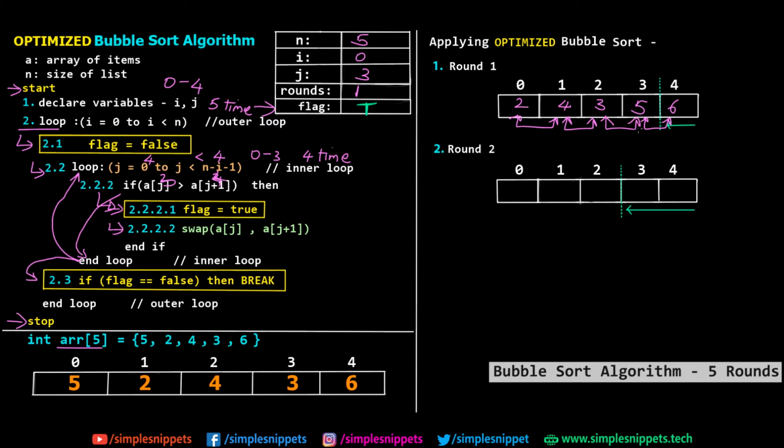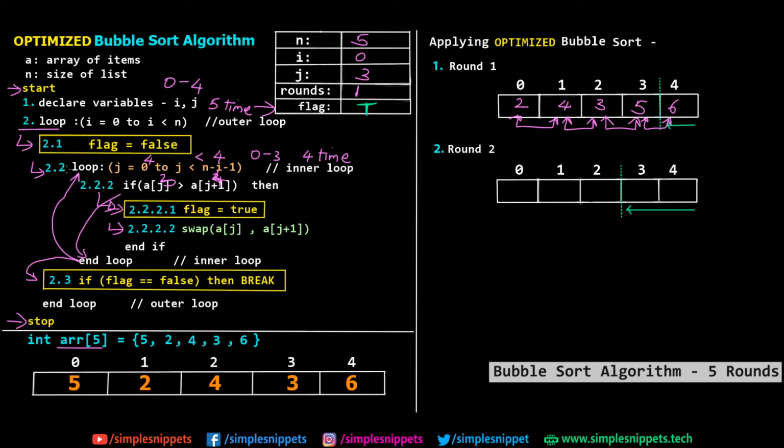And if in the entire array, we did not swap even one time, then the flag value will always be false because we will never go inside the if block. So this is what we are checking over here. That is, if flag is equal to false, it would mean that we did not swap any time inside this inner loop. And that would ultimately mean that the array is already sorted and we have to break.